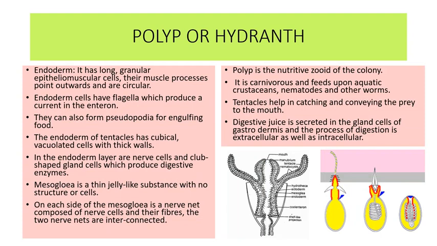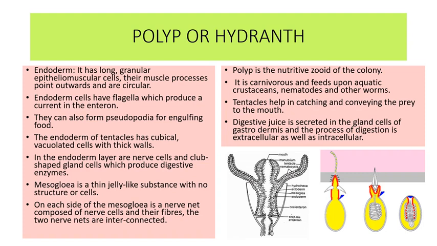The endoderm has long granular epitheliomuscular cells with muscle processes pointing outwards and circular. Endodermal cells have flagella which produce a current in the enteron. They can also form pseudopodia for engulfing the food. The endoderm of the tentacles has cubical vacuolated cells with thick walls. In the endoderm layer, nerve cells and club-shaped gland cells which produce digestive enzymes are present.